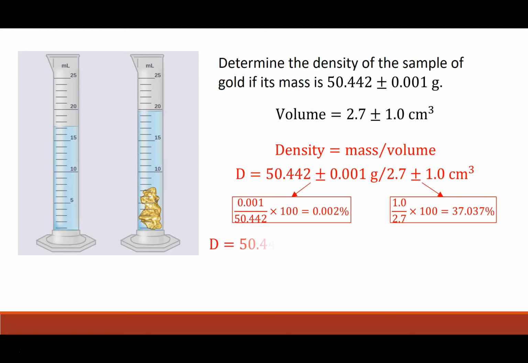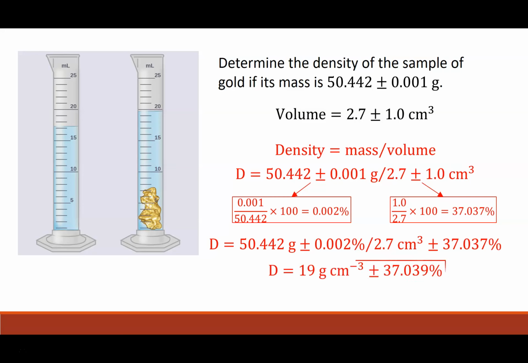So now we substitute the absolute uncertainties with the percentage uncertainties. Density is equal to 50.442 grams plus or minus 0.002% divided by 2.7 cubic centimeters plus or minus 37.037%. 50.442 divided by 2.7, rounded to two significant figures, is 19 grams per cubic centimeter.